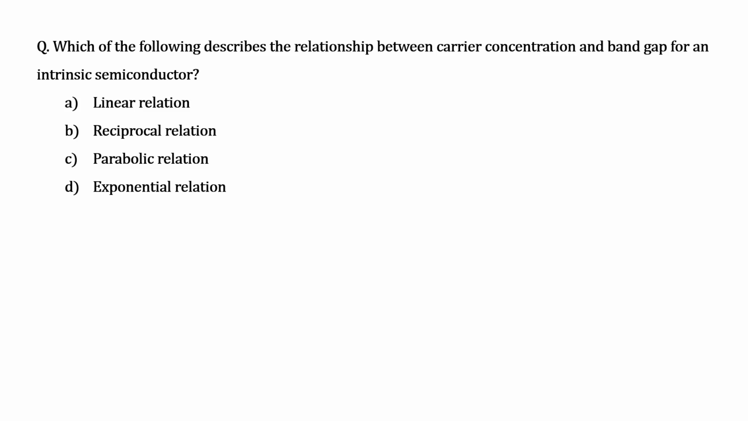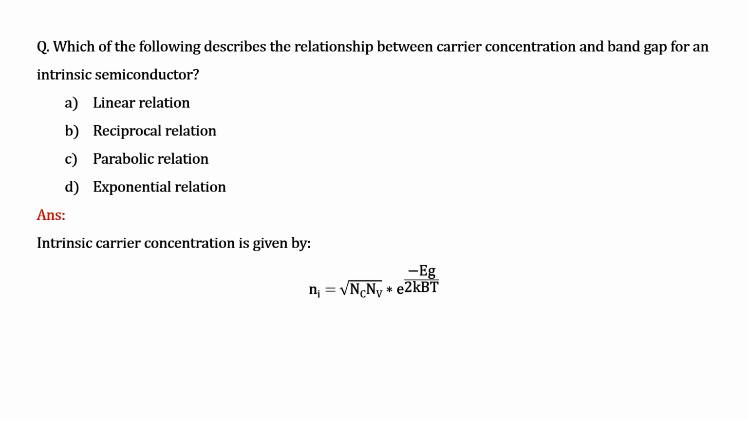Exponential, ma'am. Exponential relation. So two people have mentioned an exponential relationship. We'll see why. The intrinsic carrier concentration is given as Ni equal to root of Nc Nv e to the power of minus Eg by 2 Kb T.